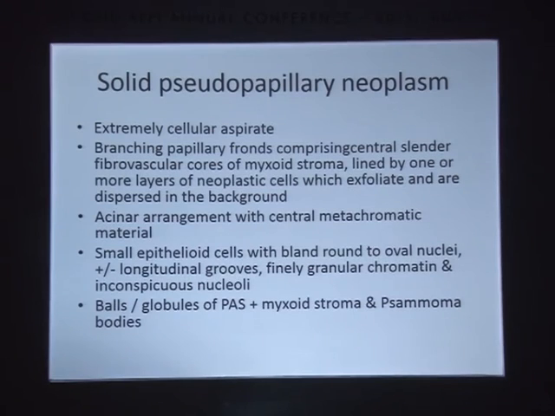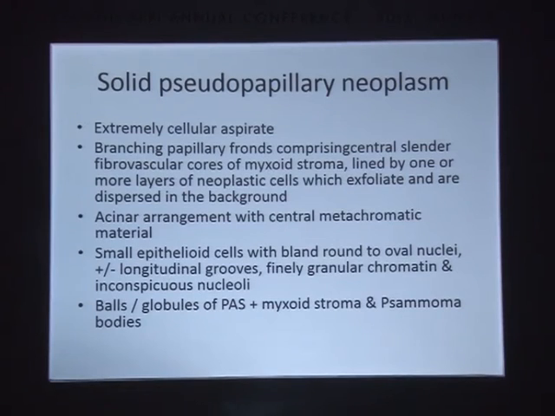If you find only these exfoliated cells, and if you don't get such papillary structures, then it becomes a problem to identify. So you have to look at the chromatin very carefully. These solid papillary neoplasms show extremely cellular material. They show you branching papillary fronds. And in the background, we may have myxoid stroma, epithelioid cells.